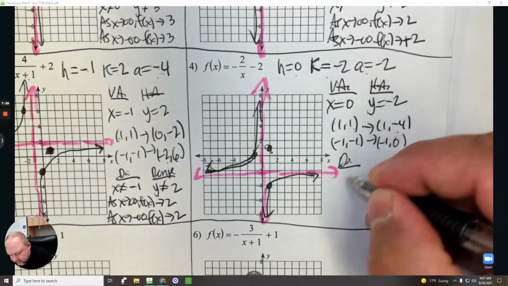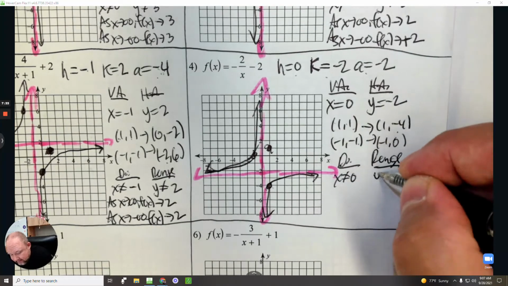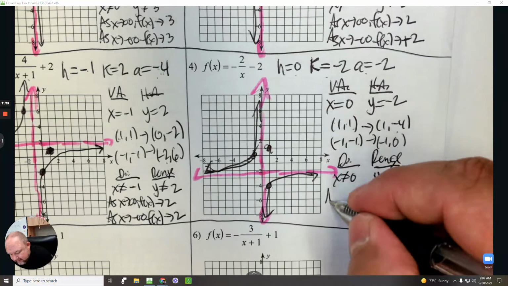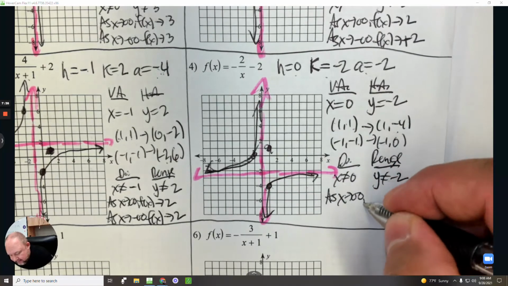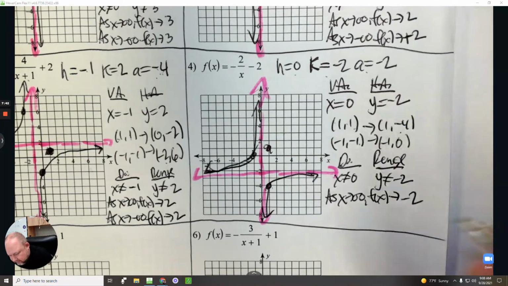The domain restriction, x cannot equal 0. The range restriction, y cannot equal -2. And the end behavior. So both the right end and the left end go to K, the horizontal asymptote, which is -2.